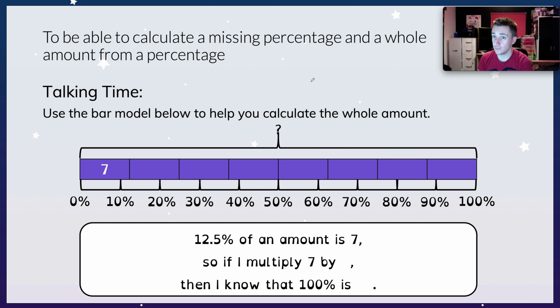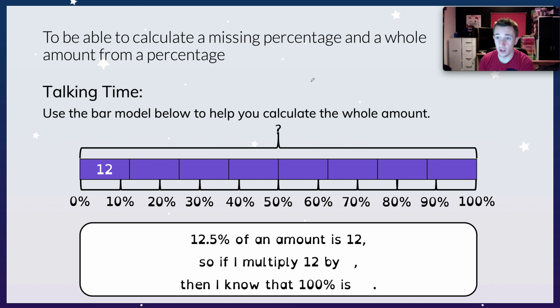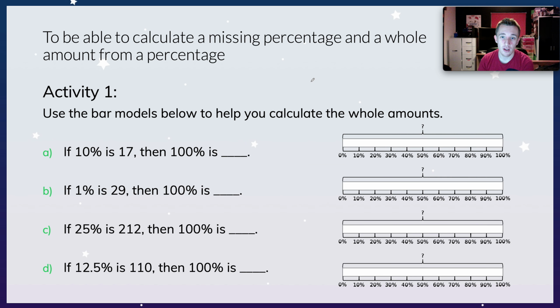Same with this one. I know it's an eighth, which I normally divide by 8, so I'm going to times by 8. And this one, again, times by 8, and so on.